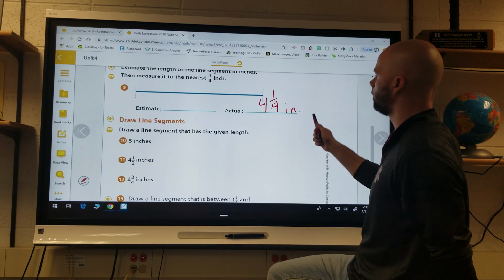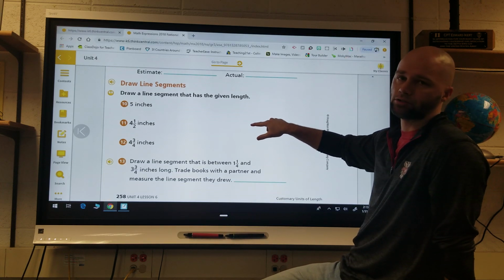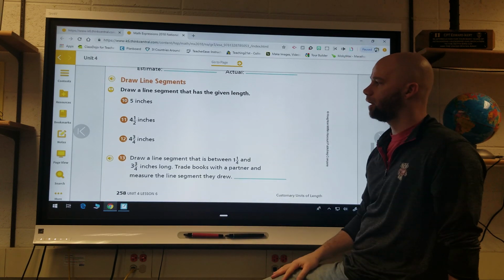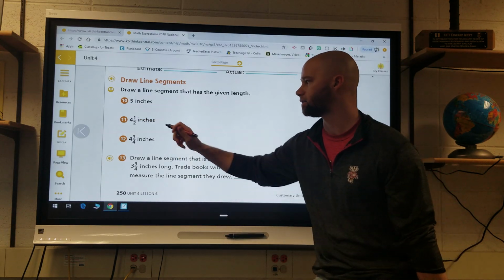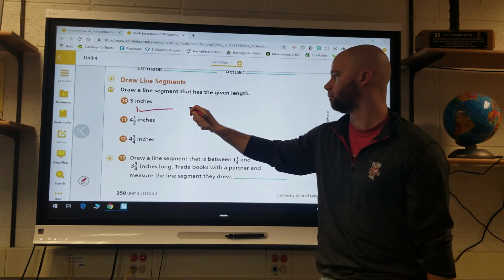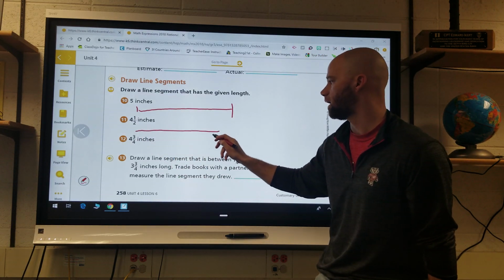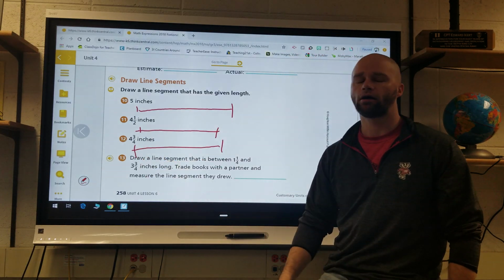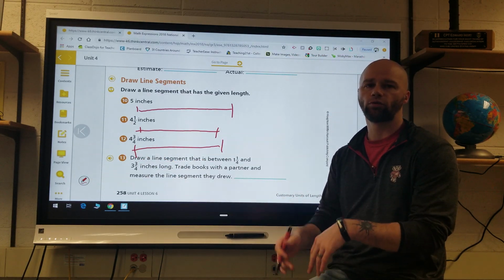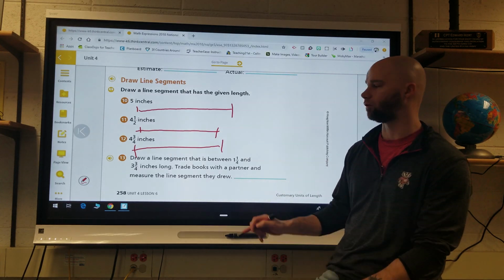All right, then I want you to do this next part with a partner. So you can pause it when you get to that point. But draw a line segment that has the given length. So underneath, you're just going to draw a line segment. So from here and measure 5 inches and stop. Measure 4.5 inches and stop. And then 4 3/4 inches. Okay. So measure those, and then I want you to switch with a partner and measure each other's and kind of check each other's work, see if you're in the right ballpark.